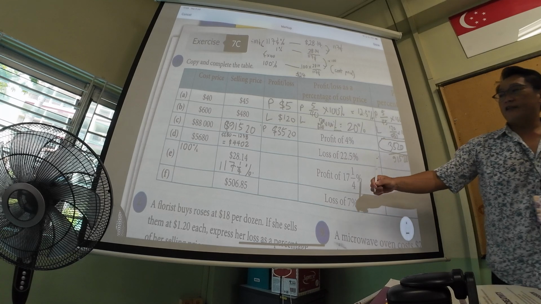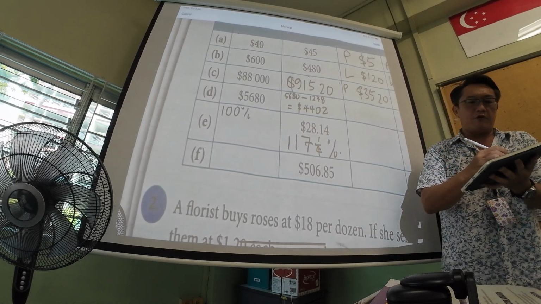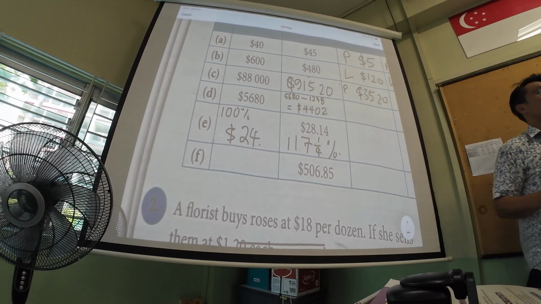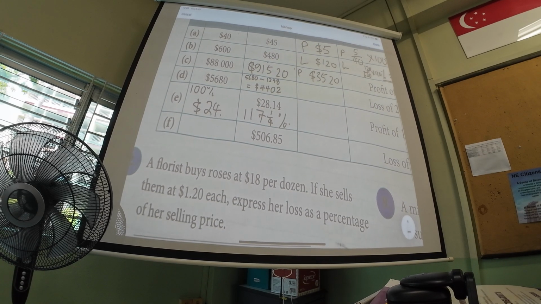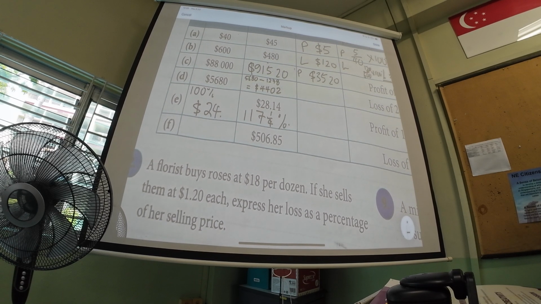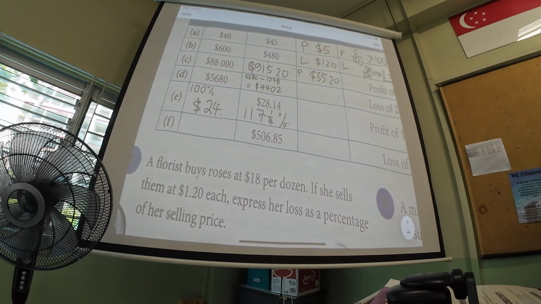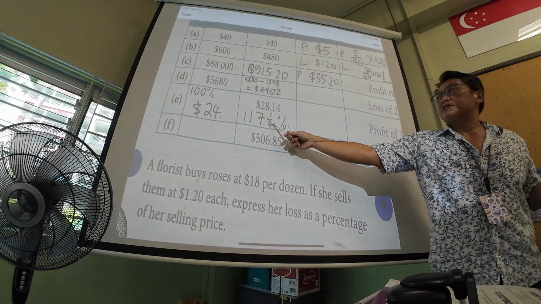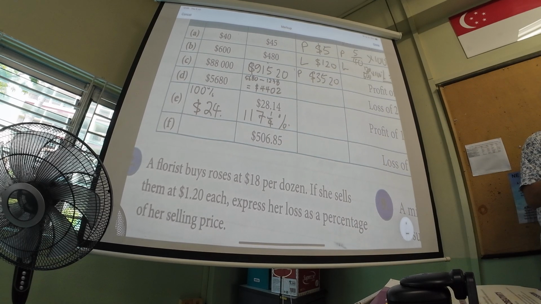Okay? So when 117.25% is 28.14, we work backwards, we find out that 100% is $24. Okay? From here, knowing this is 117.25% is the most difficult part. After that, should be able to do.